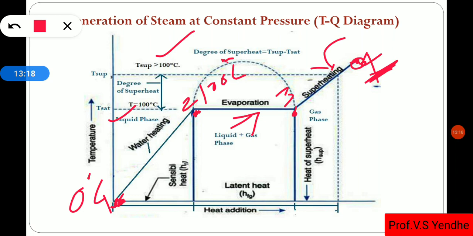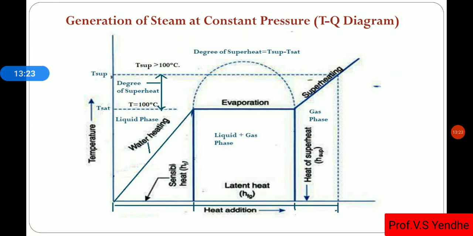Once again, let us see all the points. So this is point number 1, this is point number 2, this is point number 3, this is point number 4. Point number 1 is what?